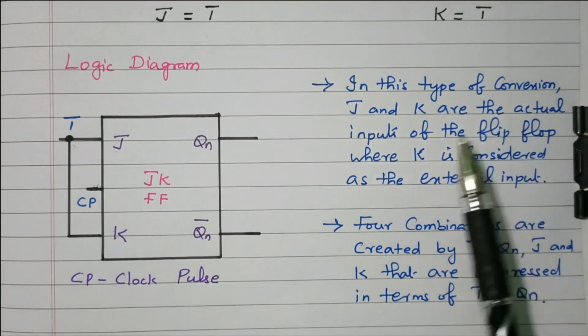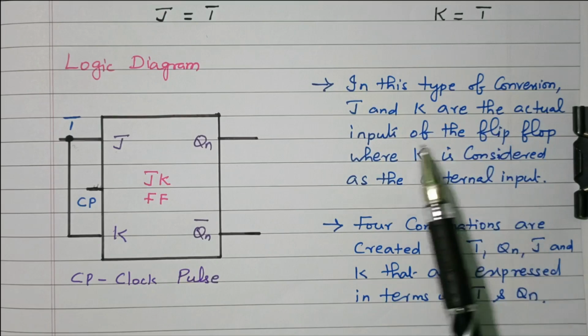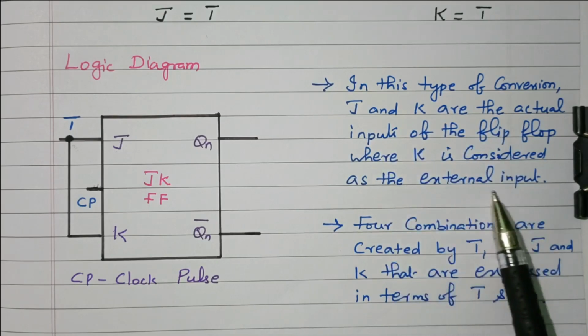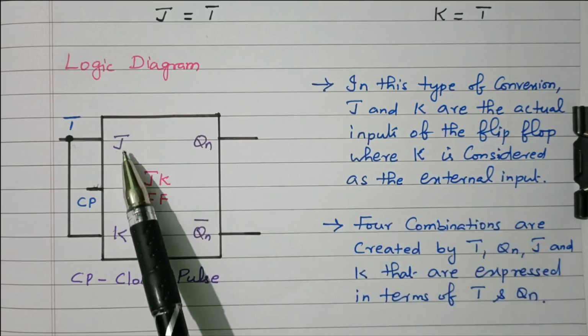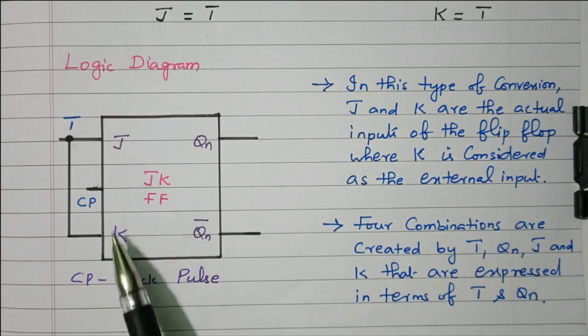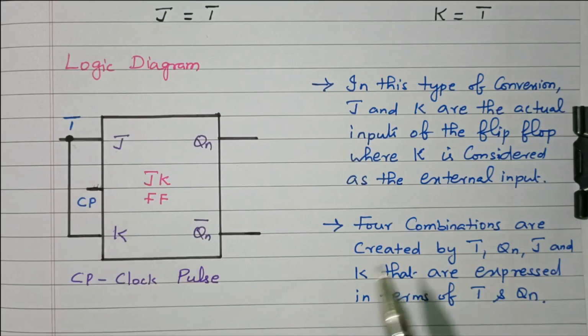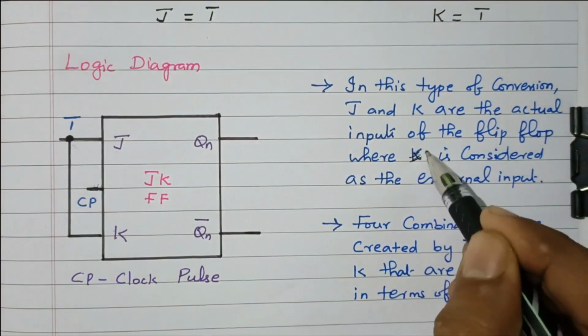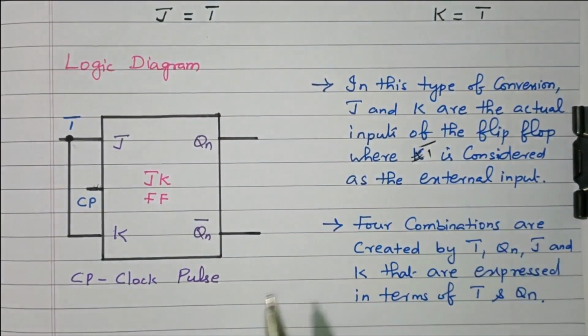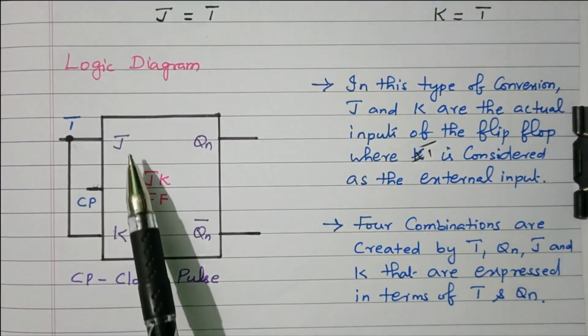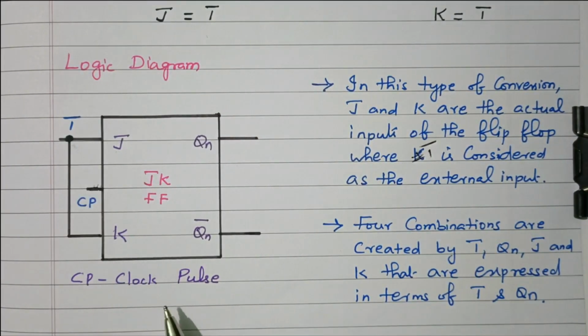In this type of conversion, J and K are the actual inputs of the flip-flop, where T is considered as the external input. So J and K are the actual inputs. This T is not K. This T is considered as the external input. We are giving T as the external input. Actual input is J and K.